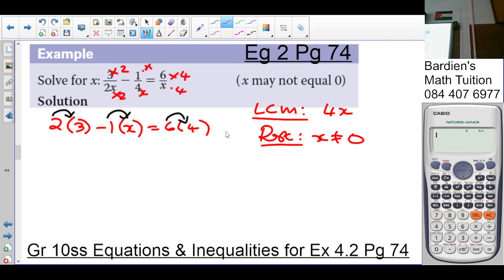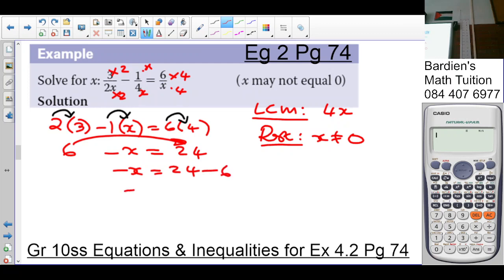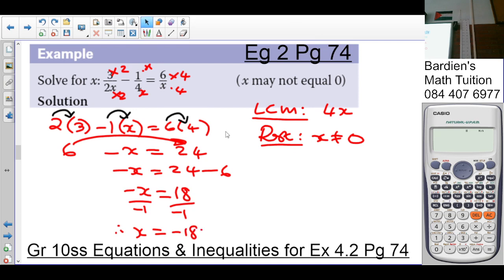3 times 2 is? 6. Negative 1 times x? 6 times 4? 24. Alright, I'm telling myself 24, but I'm writing 26. So what do I do now? x is one side, numbers are the other side. So negative x equal to 24 minus 6. What's 24 minus 6? 18. Divided by negative 1 both sides. Therefore x equal to negative 18.